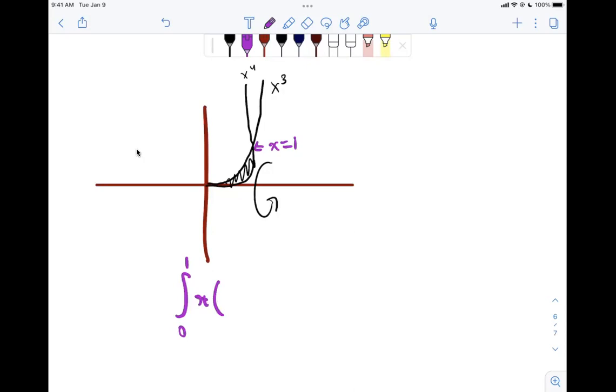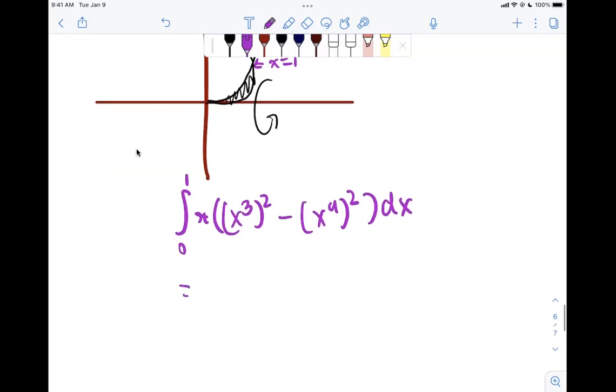Now, between 0 and 1, our x is smaller than 1 in absolute value, so x cubed is going to be bigger than x to the 4th, because multiplying by something smaller than 1 makes your number smaller. So we're going to have x cubed come first, so x cubed squared minus x to the 4th squared dx. All right, so that's the integral from 0 to 1 of pi times x to the 6th minus x to the 8th.